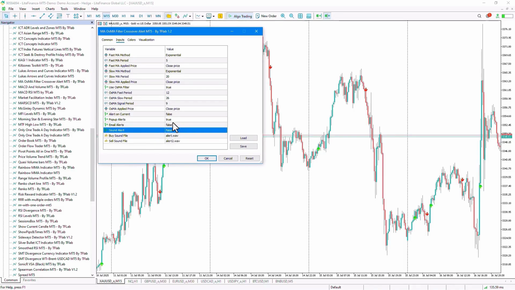In the next option, we can enable or disable sound alerts. And in the following two options, we can set the sound file for when a buy signal is triggered and set the sound alert file for the sell signal here.